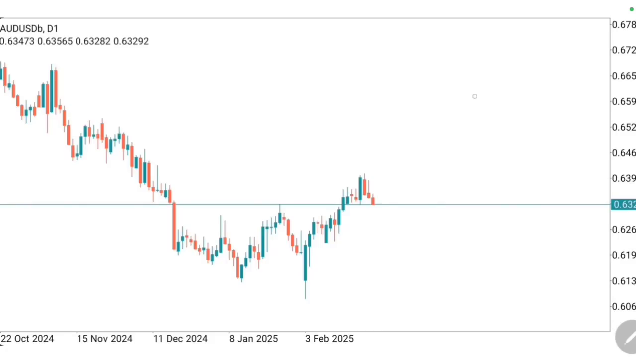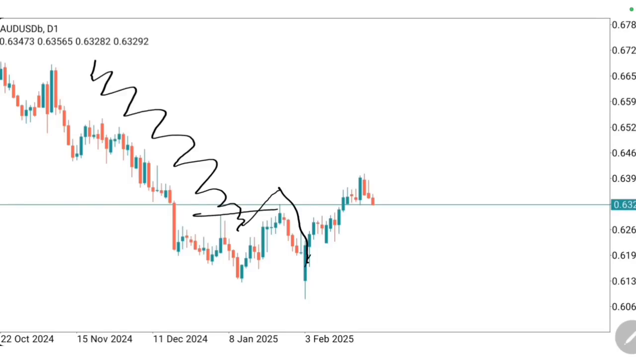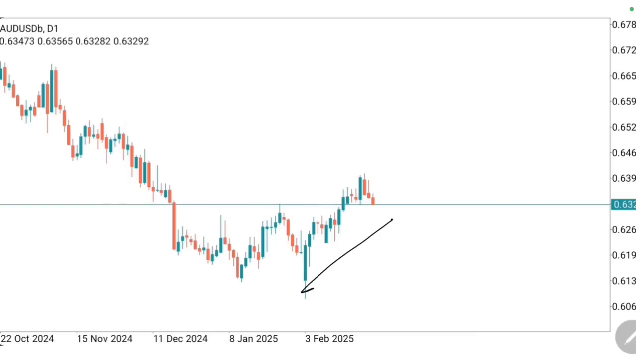Now I am currently on my daily time frame. You can see here that the market was moving in this direction. At this point the market broke structure to the upside, broke this structure, and now has a change of character and is in a bullish phase. So we're expecting this market to go in a bullish direction. So I can say that the USDCAD on the daily time frame is on a bullish phase.